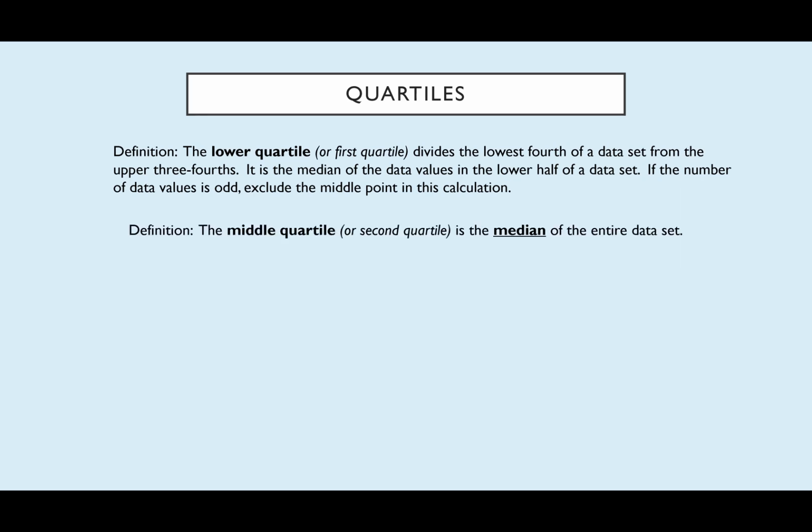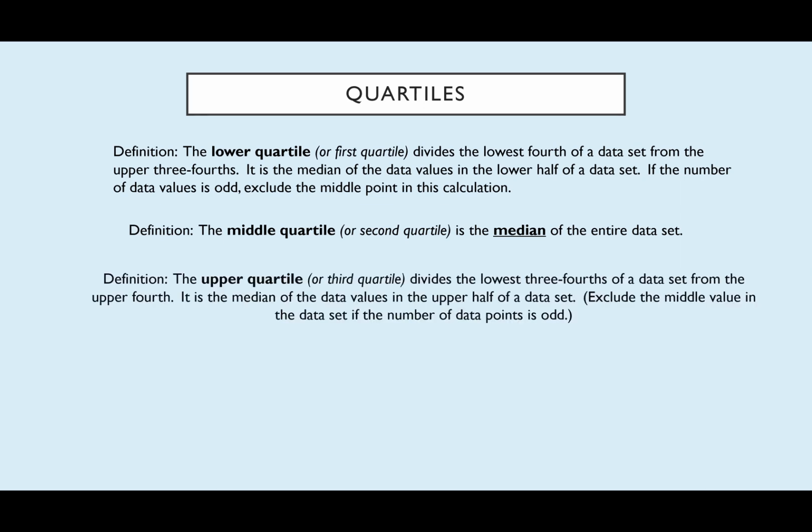The middle quartile is just the median of the entire data set, and we just saw that in the last slide. The upper quartile, or third quartile, divides the lowest 3/4 of a data set from the upper fourth. So it's the median of the upper half. It's the half of the half on the right side. And we're also going to be paying attention to whether we should exclude the middle value in the data set when the number of data points is odd.